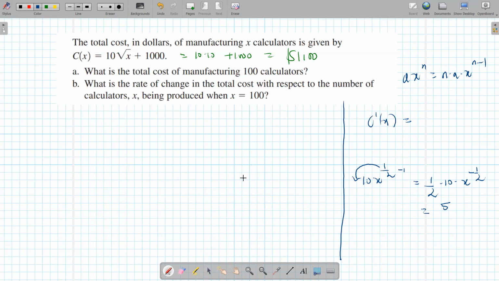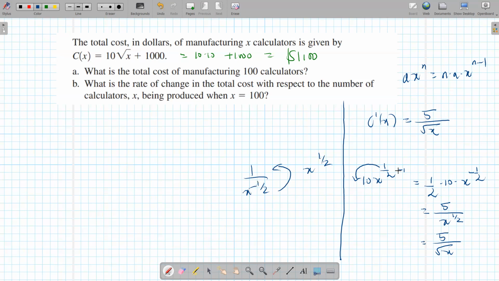For example, if you had 1/x to the negative 1/2, you toss it up, it becomes positive 1/2. Similarly, if it's already in the numerator, we toss it into the denominator. Then we can rewrite this as square root of x. So the derivative of c of x, the cost function, is 5 over square root of x. That's going to give us the instantaneous rate of change at any x value.